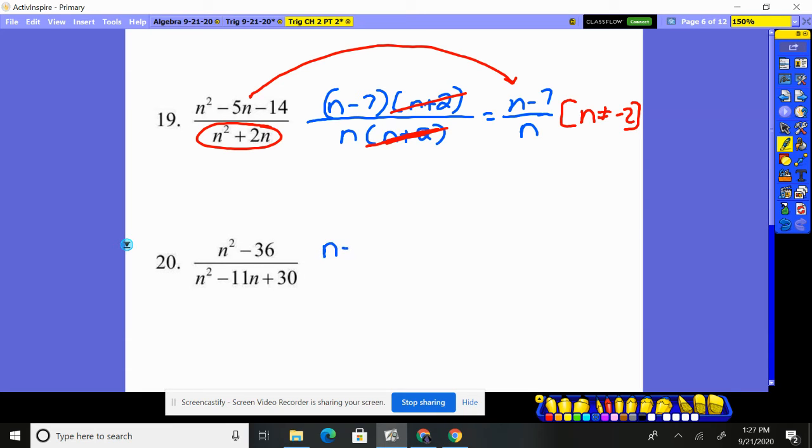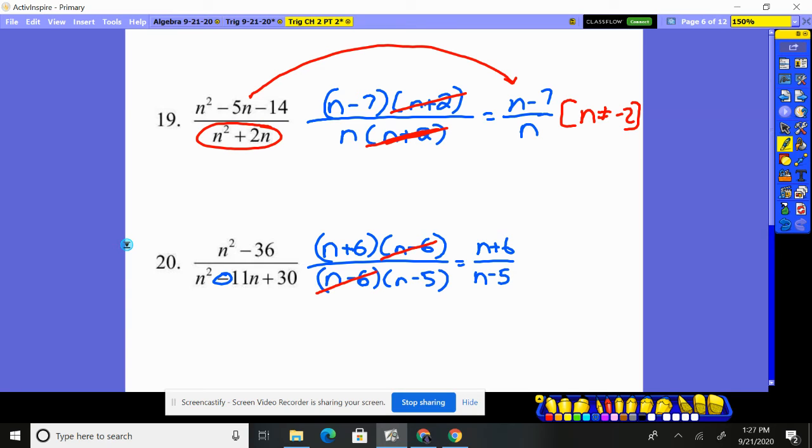Next one. Well, I notice the top is a difference of squares. The bottom 30. Ooh, it's a positive 30, yet you got a negative there. That tells me that it's a negative times negative. Looks like an n minus 6, n minus 5. Now, the nice thing is that and that are exactly the same. So this simplifies to an n plus 6 over n minus 5. Let's say n's 100. Would you rather plug 100 in here and here and here? Or just go, oh, it's 100 plus 6 over 100 minus 5. Yeah, 106 over 95 is a lot quicker than plugging in there.